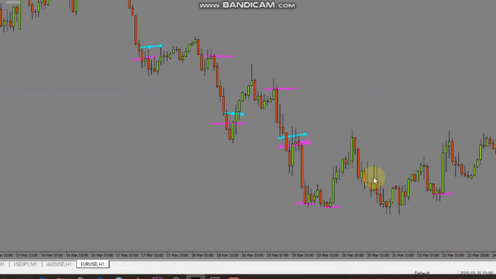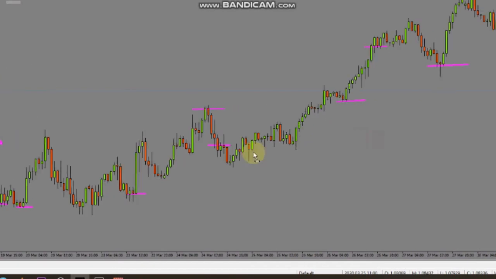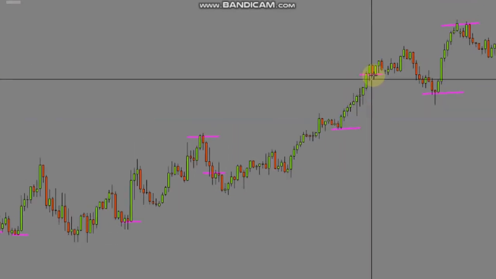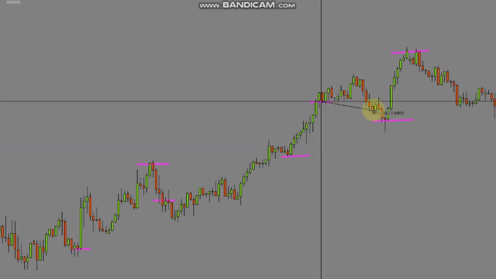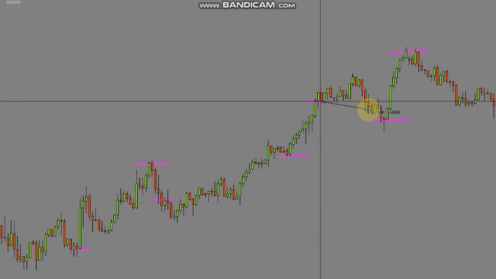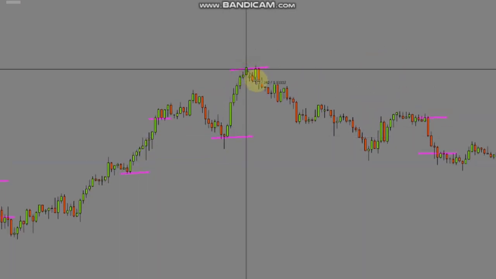There, our 20 pips. This one worked the same way, as you can see. We got a small drawdown here, but eventually we got our 20 pips somewhere around there. This one also worked, as you can see. We got our 20 pips.